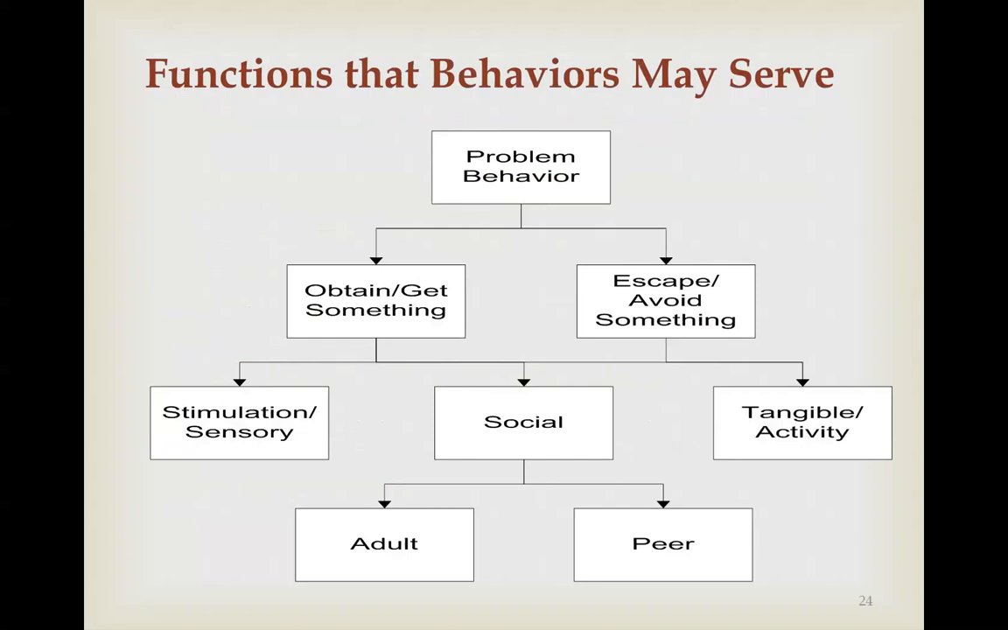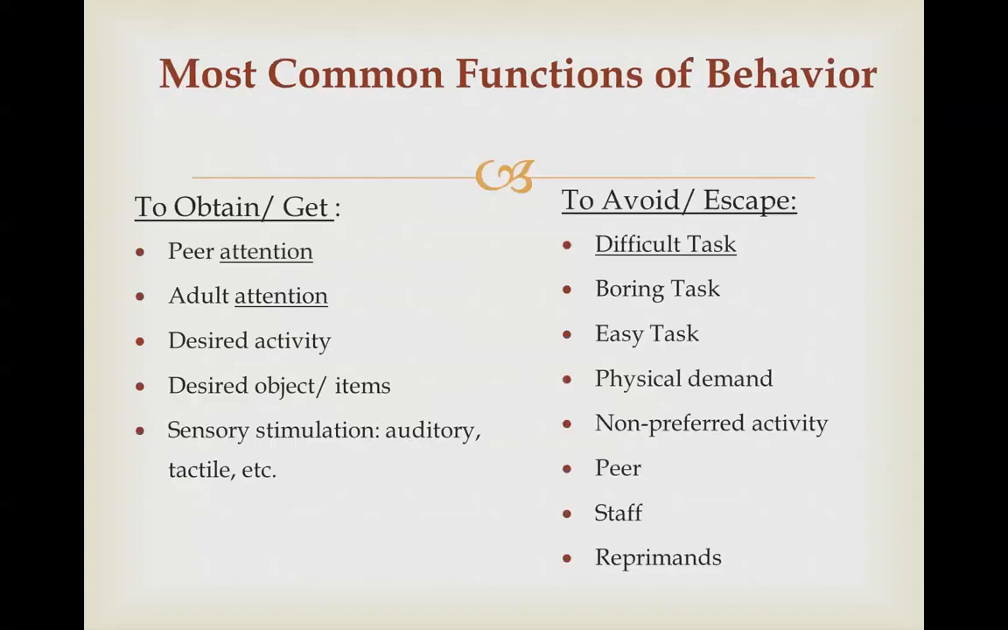Here's another articulation of the same functions. We have the problem behavior. We have the two: obtain, get, or escape, avoid. For each of those, we have stimulation, social, and tangible. And then for social, it can be further broken down into adult or peer, pretty straightforward. You've probably got that slide in your FBA presentation. And here are some common functions: peer attention, adult attention, obtaining a desired activity, a desired object, preferred level of stimulation, and a similar list on the other side.